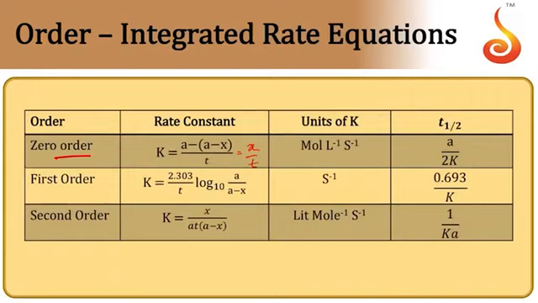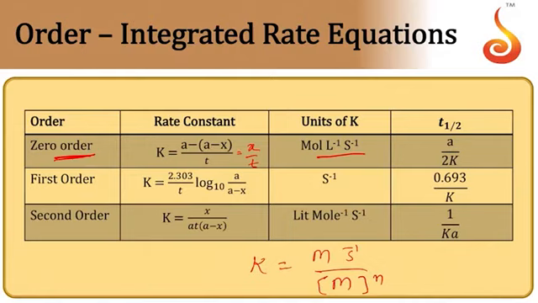Coming towards units of the rate constant K, we can take the general form: units of rate constant K is equal to molar seconds inverse, that is moles per liter per second, divided by molar to the power of n, where n is the order of reaction. When you take a zero order reaction, n is equal to 0, so this becomes 1. So units will be molar seconds inverse, or else mole per liter per second.